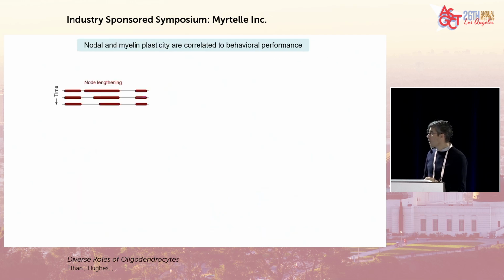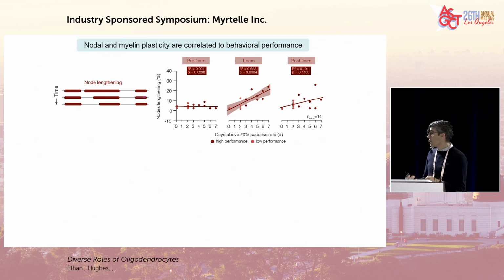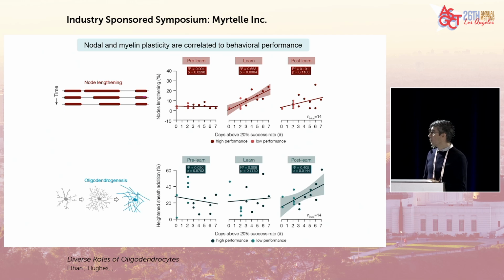Now, overall, we not only saw these cellular changes, but these same cellular changes of myelination pattern were correlated to the behavioral performance of the mice on this reach task, in that mice that were more proficient at performing this task actually had larger amounts of node lengthening, specifically during the learning phase. Whereas we found, similar to our previous findings, that with oligodendrogenesis, or the generation of new oligodendrocytes, mice that performed better on the task actually had more oligodendrocytes born in the post-learning period.